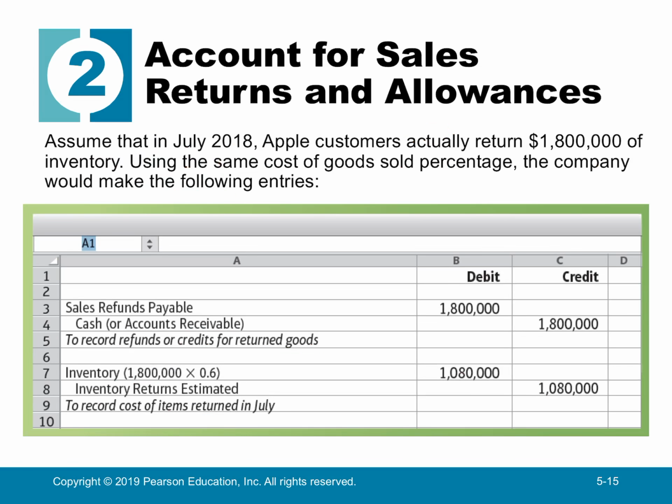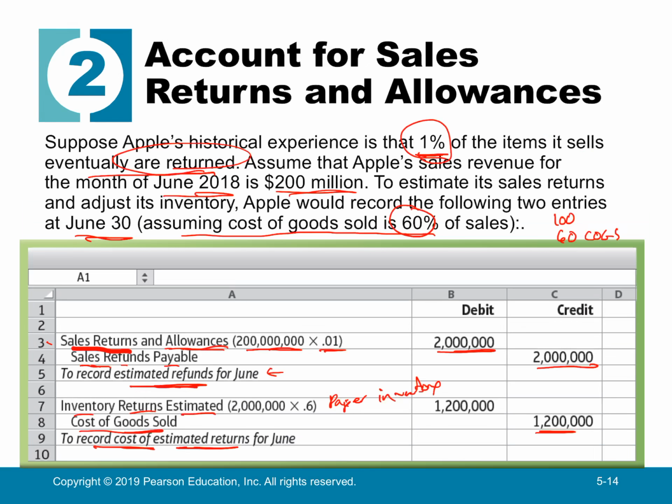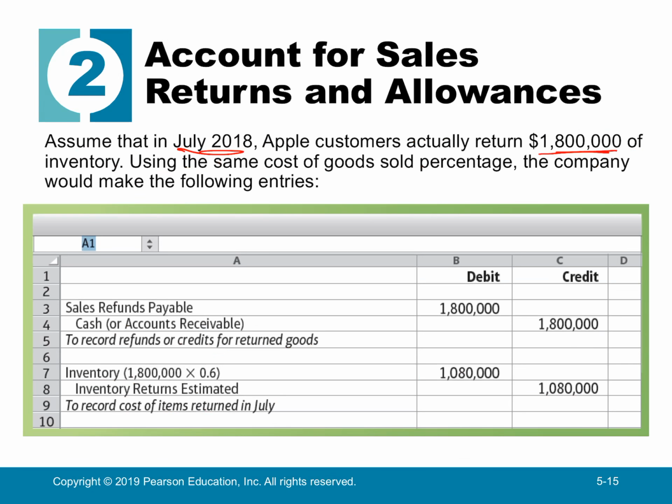So now let's go to July. Now we're in July. Apple customers actually return 1.8 million of inventory. So our estimate was that it would be 2 million. It turns out they return 1.8 million. So we're going to use the same cost of goods sold percentage, 60%, and we're going to make the following journal entries. So you can see now we're pulling, so this is 1.8 million, right? That's where the number came from.